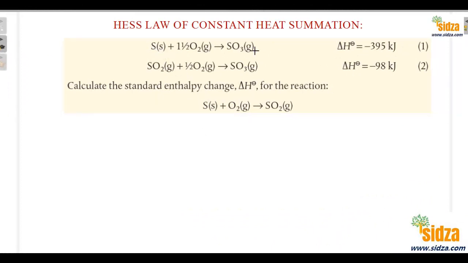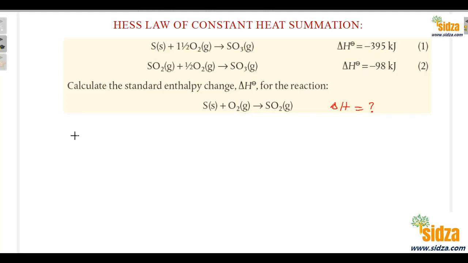We have sulfur, it gets converted into sulfur trioxide and the heat change is -395. Sulfur dioxide into sulfur trioxide, the heat change is -98 kilojoules. We have to find the enthalpy change that occurs when sulfur goes to sulfur dioxide. So what is the enthalpy change here? If I write it the same way, just like we did in the previous example, sulfur reacts with oxygen and forms sulfur trioxide. Here the heat change is -395, right?